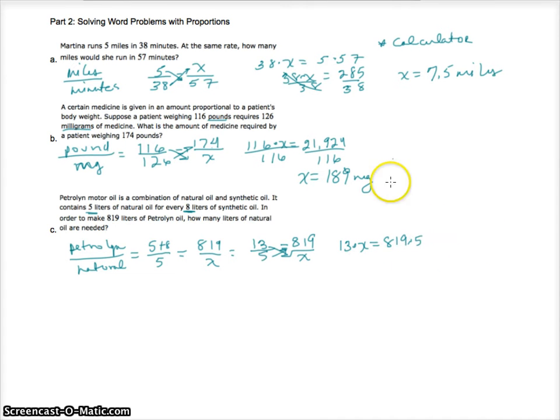I'm going to go grab my handy dandy calculator. The 13 times x is simply 13x. 819 times 5 is 4,095. I'm going to divide by 13 on both sides. And x is going to equal 315 gallons of natural oil.